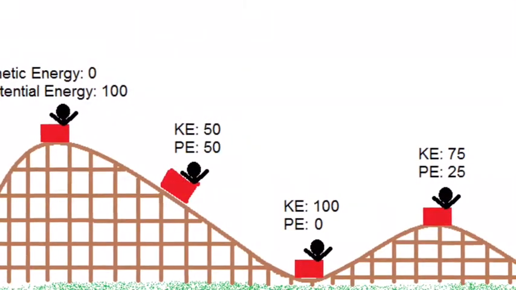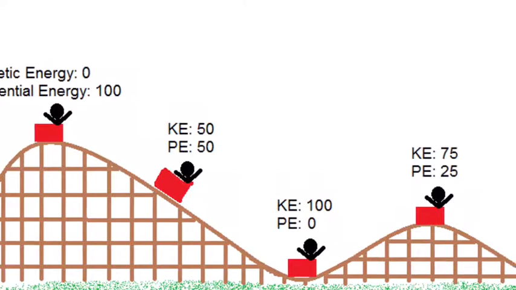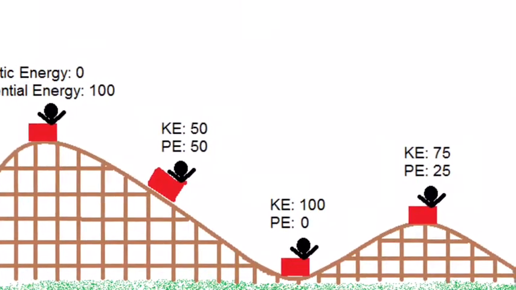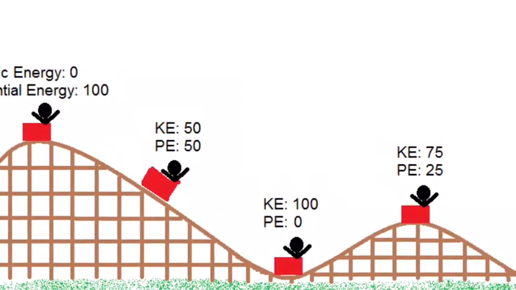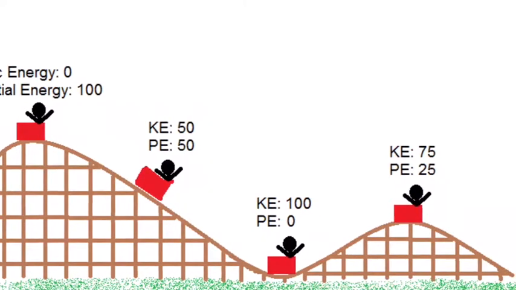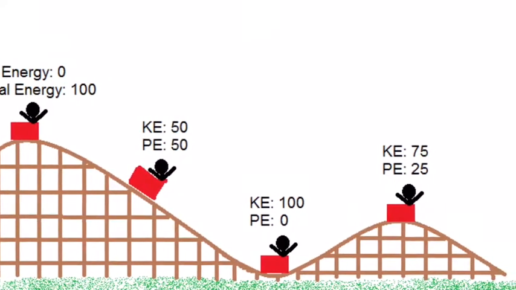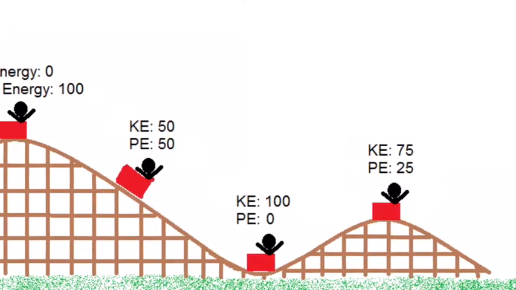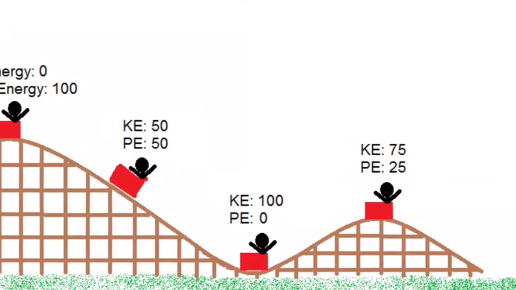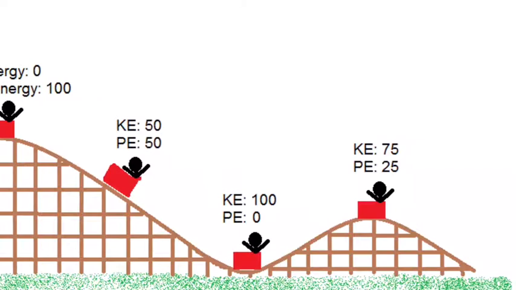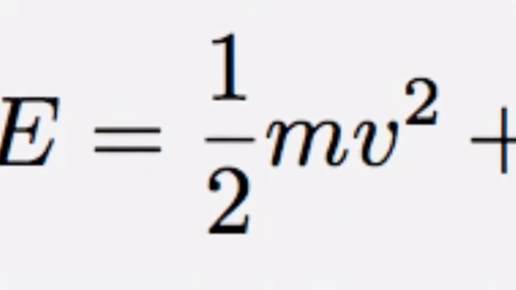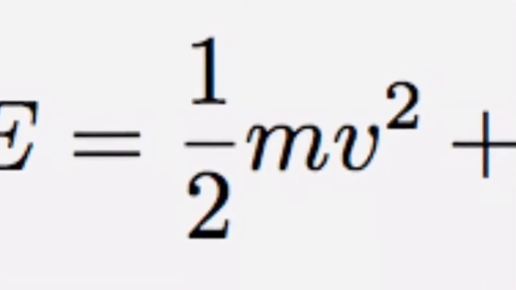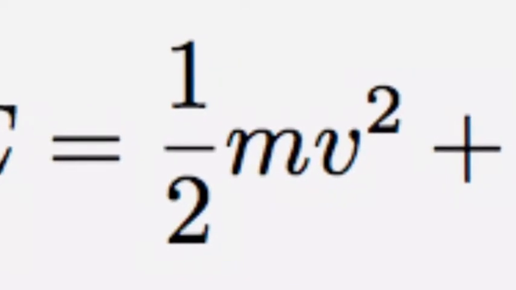At the third point, it's at its maximum level of kinetic energy because it's in full motion. It's at zero for potential energy because it has fully converted to kinetic energy. At the last point, it is being converted back into potential energy, so the kinetic energy drops and the potential energy rises. If you want to see how much energy there is, you can use the equation for total energy.